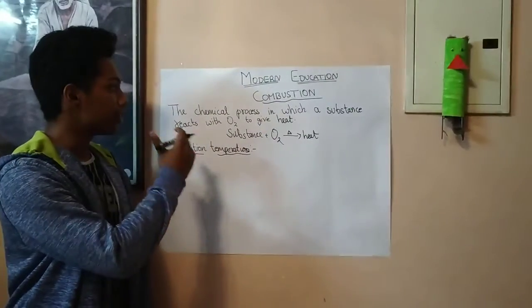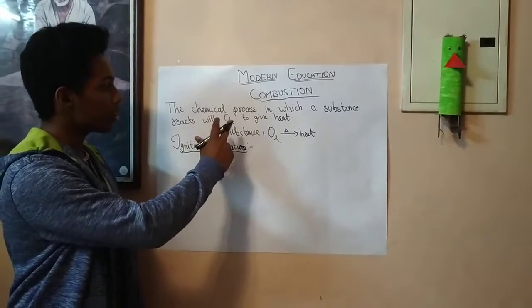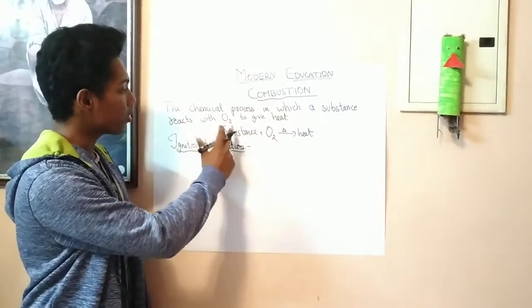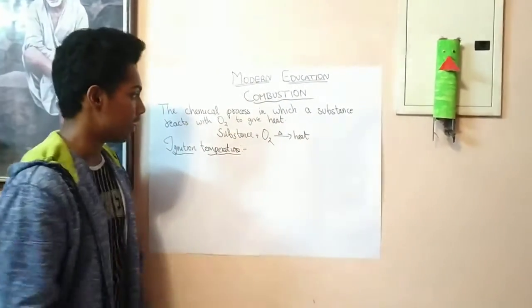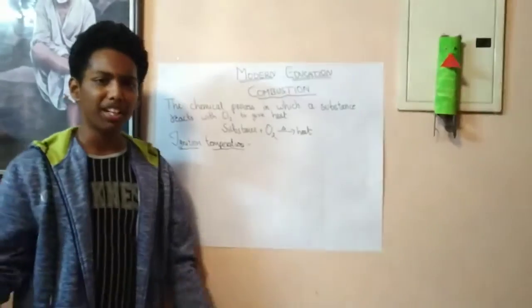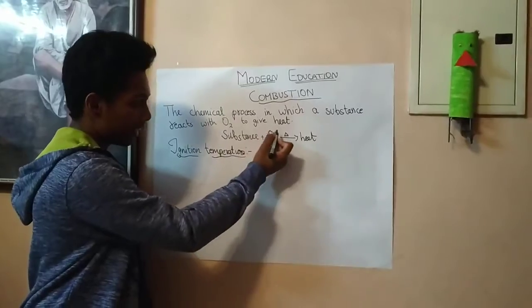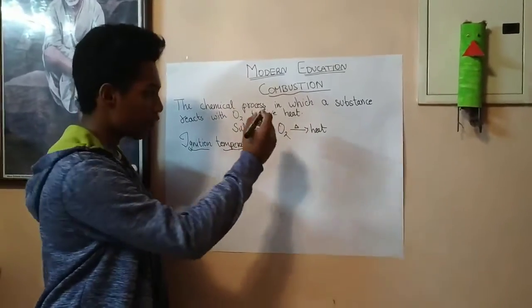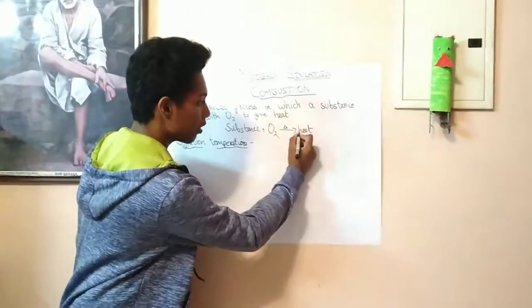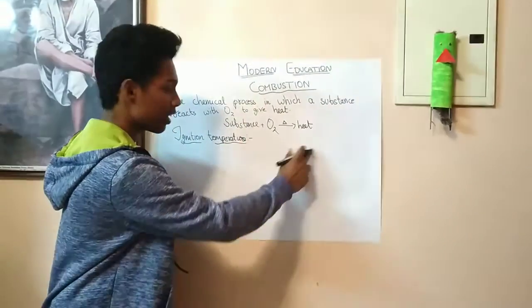So what is the definition of combustion? The chemical process in which a substance reacts with oxygen to give out heat. This heat can be used for various purposes. So a substance reacting with oxygen, meaning adding of oxygen, gives out heat. This is known as combustion.